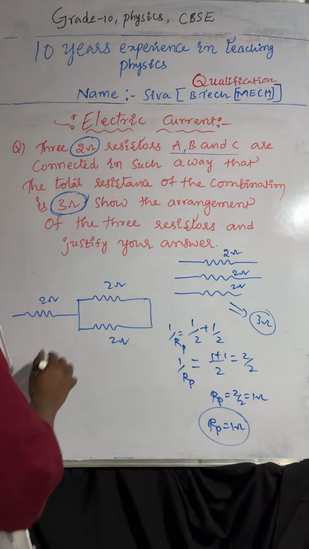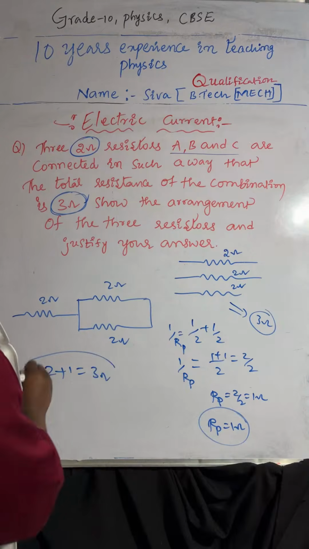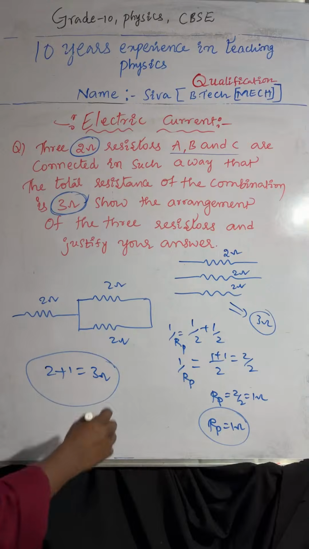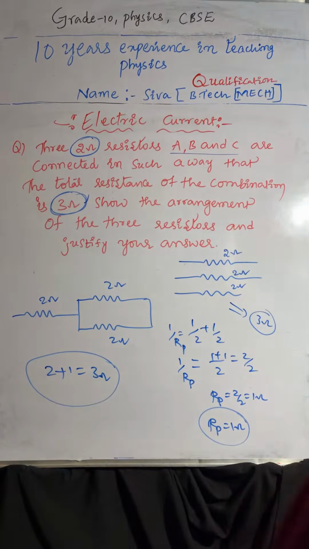Then if you add to this one, 2 plus 1 is 3 ohm. So that is the combination you are getting. So the answer for this question is, you have to connect two resistors in parallel combination, and one resistor in series.